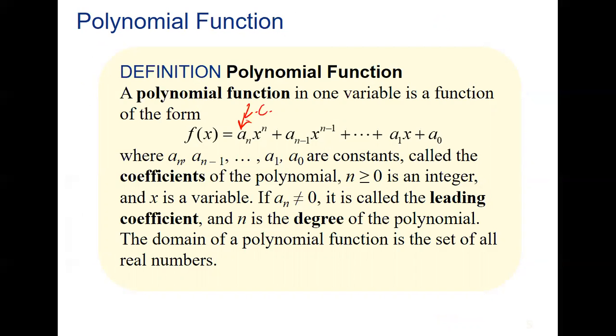And a polynomial in one variable is a function of the form, there's the definition, where these are constants. So your a_n, a_n minus 1, they're your constants called coefficients. And n is greater than or equal to 0.